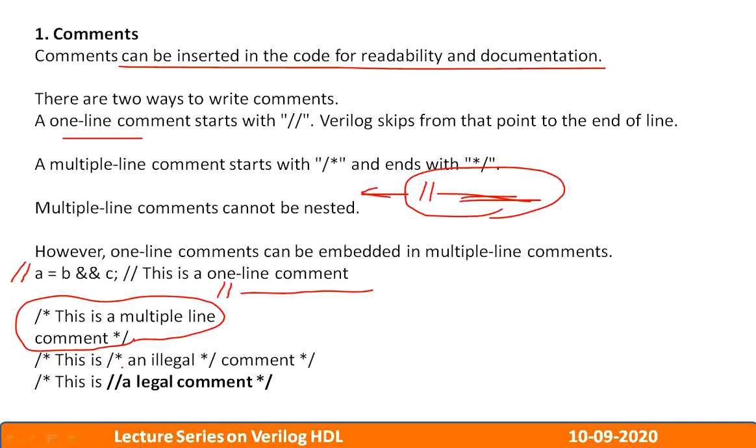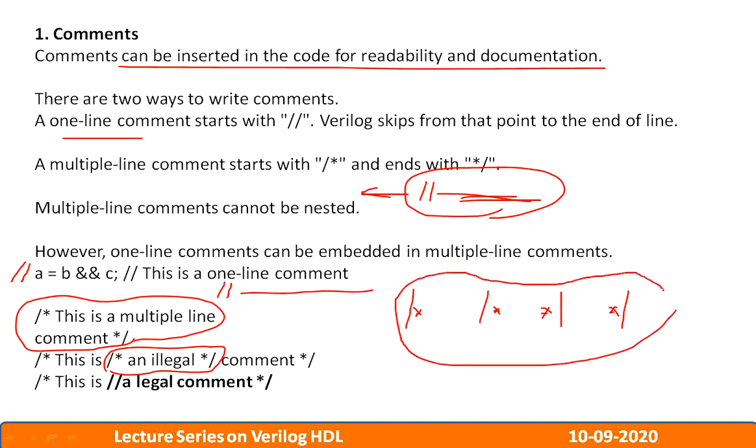See, I cannot be putting a multiple line comment within another multiple line comment. Like I have a slash star, and again star slash. Now this is a legal comment, and inside this I cannot be putting one more slash star and star slash. So this entire stuff becomes an illegal comment. I cannot be doing this. But I can surely be doing it this way.